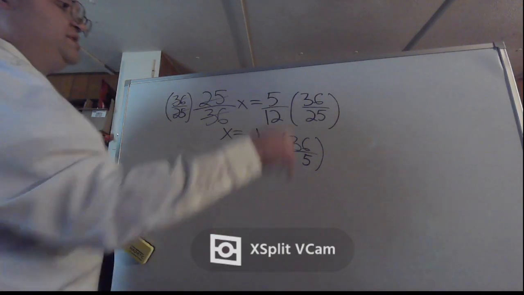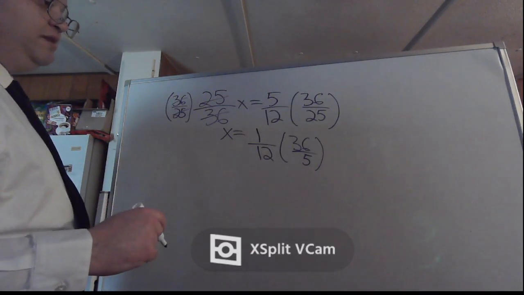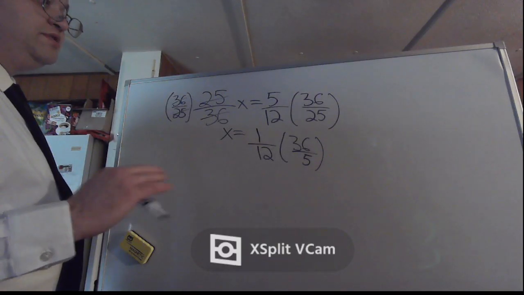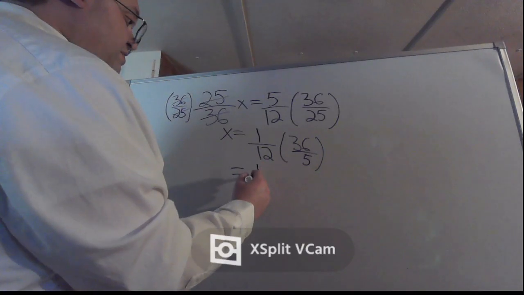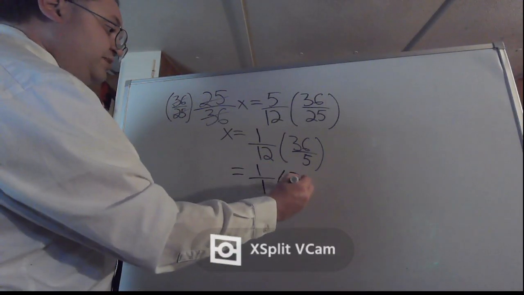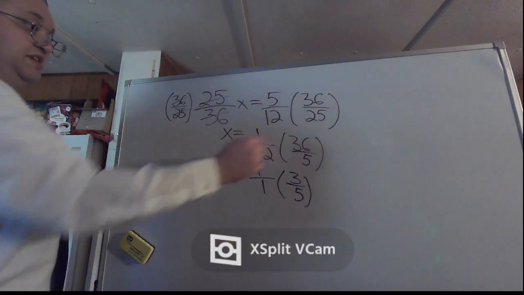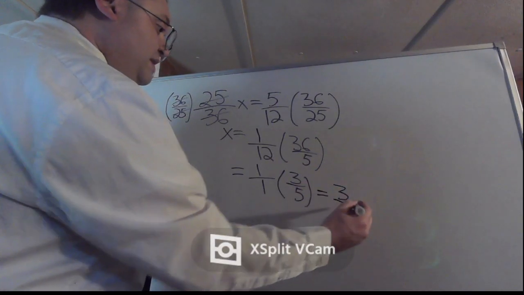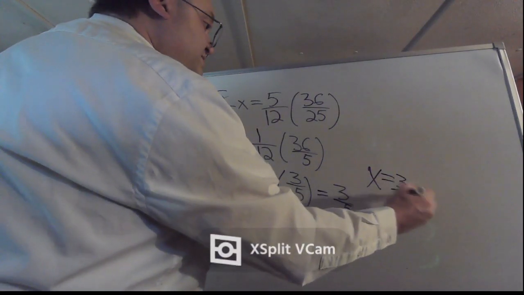Okay. Well, we still have to deal with the 36 and 12, don't we? Well, again, we can do division. We know 12 goes into 36 how many times? 3. So 36 divided by 12 is 3. So you'll have 1 over 1, because you divided by 12, times 3 over 5. Because 36 divided by 12 is 3, and you'll get 3/5. So, looks like x equals 3/5.